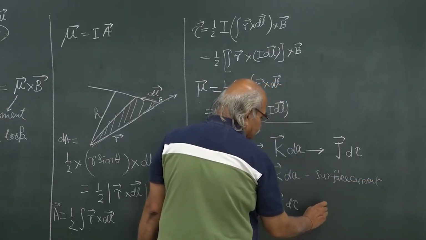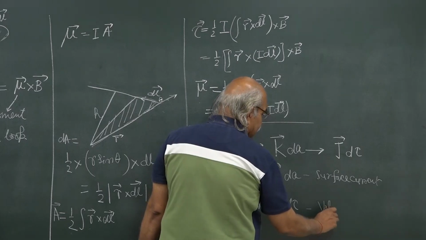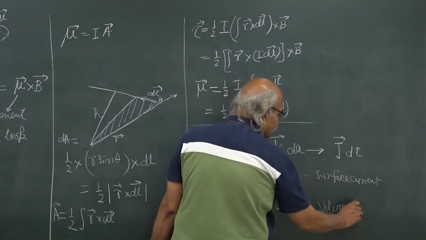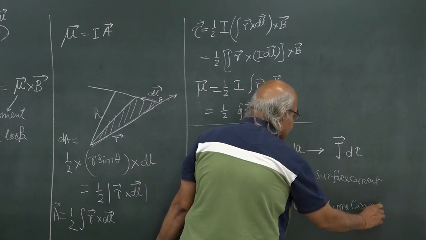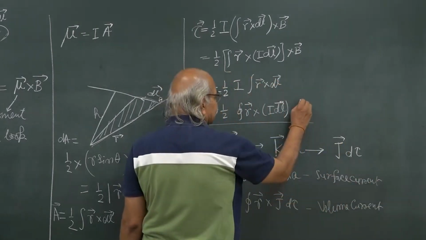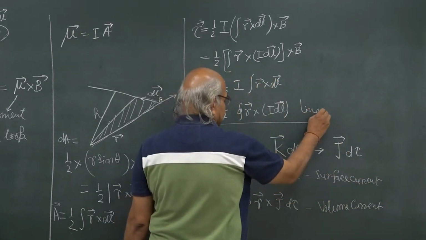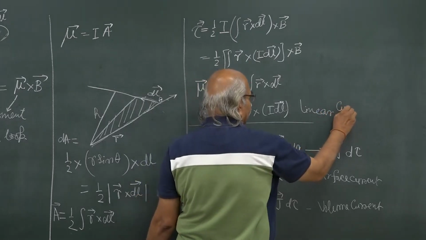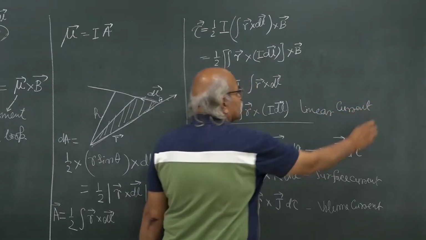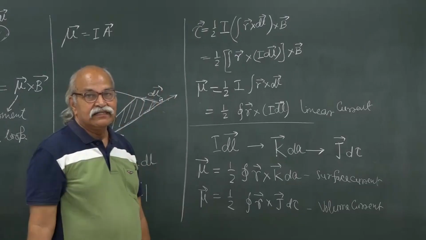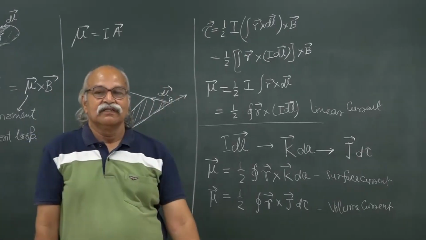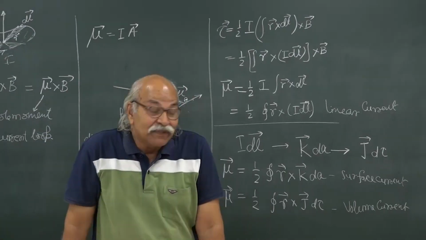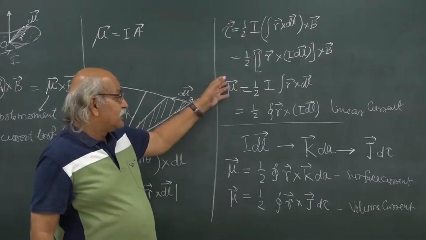This is for volume current, and this is for linear current. So, these are the generalized expressions for magnetic moment. These are all magnetic moment expressions.